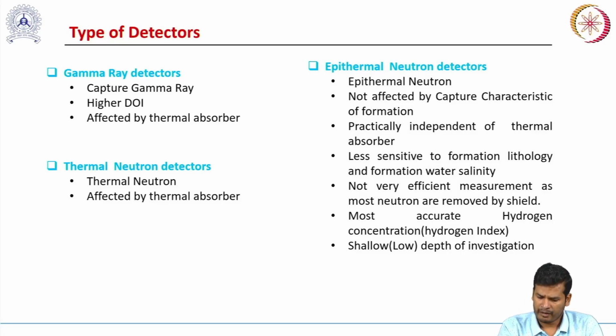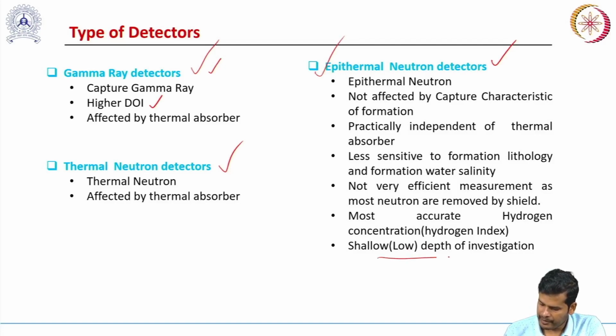For example, what are the different types of detectors? As I mentioned, we have gamma ray detectors, thermal neutron detectors, and epithermal neutron detectors. All these detectors have some advantages and some disadvantages also. For example, if we are using a gamma ray detector to count the capture gamma ray, it will have a very high depth of investigation. But if I'm using an epithermal neutron detector, it is going to have a low depth of investigation, because capture gamma rays are emitted farther from the source compared to the epithermal neutron.